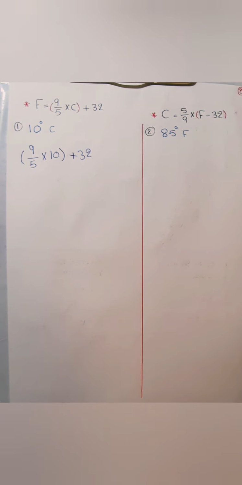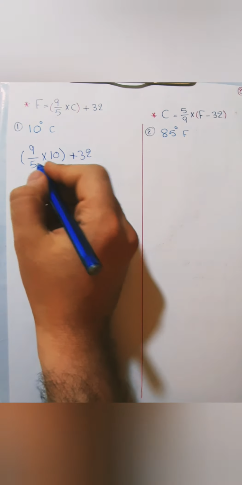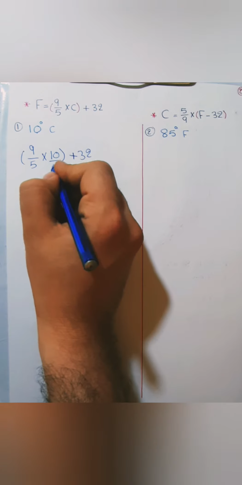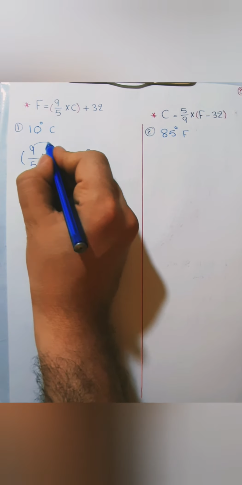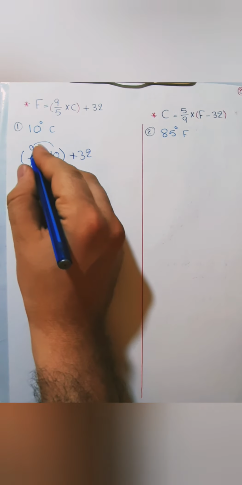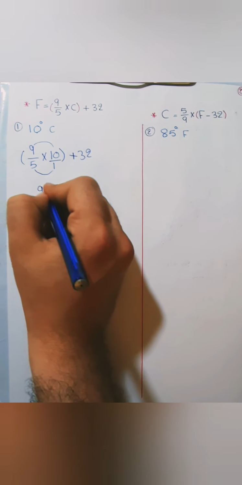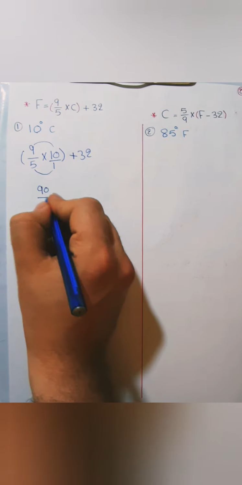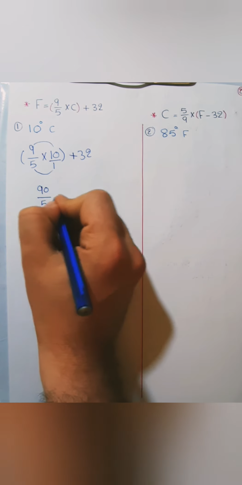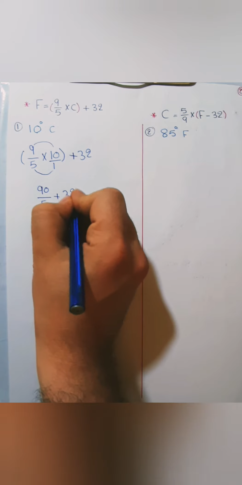We have this order of operations. First step, you have to solve the operation inside the parentheses. So we have to change this whole number to a fraction and multiply numerator by numerator and denominator by denominator. 9 times 10 equal to 90, and 5 times 1 equal to 5, plus 32.